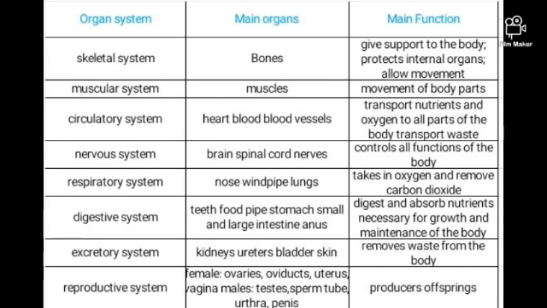Thus the human body and the bodies of all multicellular living organisms are organized as follows. First, cells. Cells combine and form tissue. Then tissues combine and form an organ. Then organs combine and form an organ system, and when organ systems are developed, then the human body is developed. The main systems in the human body and their functions are given on the screen also.